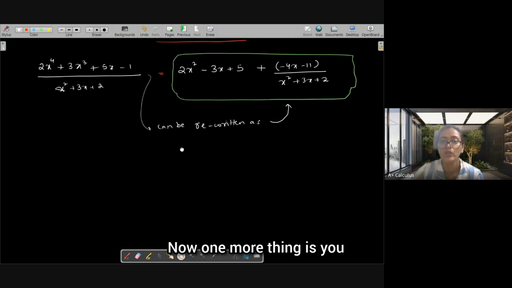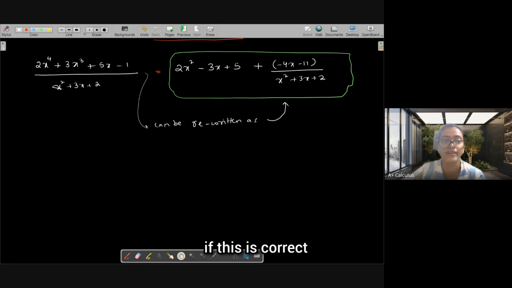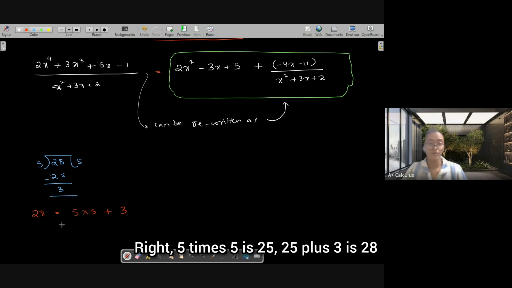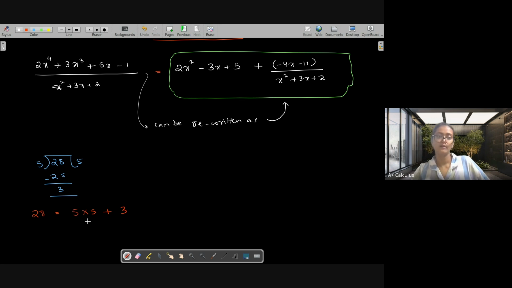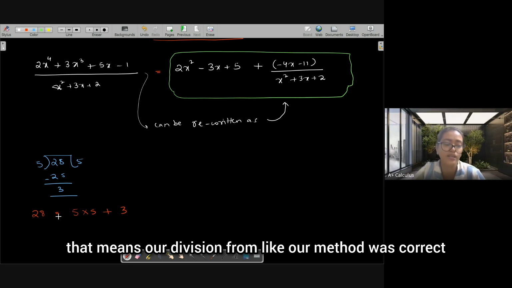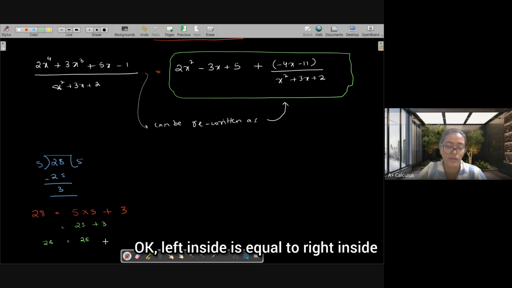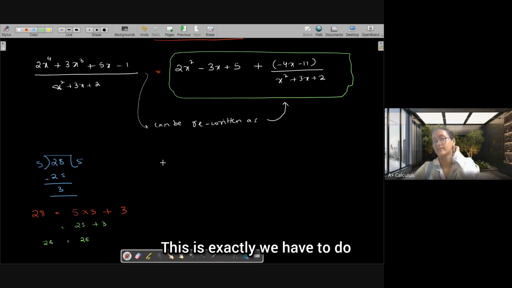Now, one more thing is how will you check your answer, like if this is correct? So to check your answer, let's say you want to check this division problem. You know that 28 can be written as 5 times 5 plus 3. Right? 5 times 5 is 25. 25 plus 3 is 28. If this gives us 28, that means our division method was correct. So left hand side is equal to right hand side, so our answer is correct.